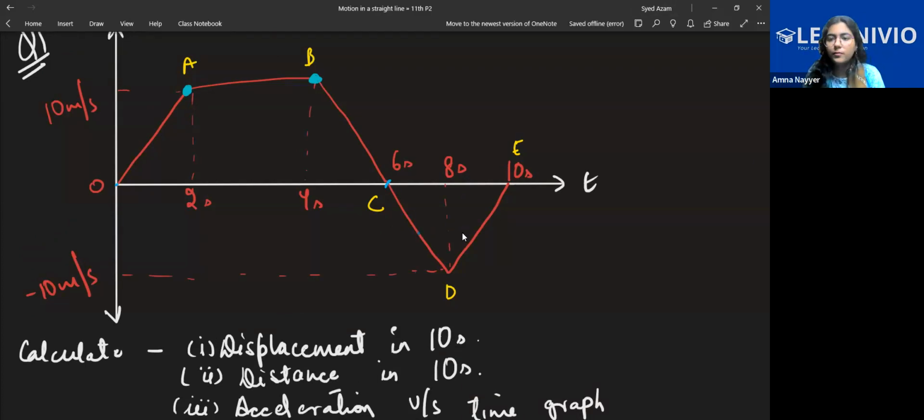So since it is asking for displacement, you have to consider this negative part also. In distance, you cannot consider the negative part. You never subtract in distance. So for distance, forget this. But for displacement, take the entire area covered till here. You can solve it like this: half into base into height, plus length into breadth, plus half into base into height for this part, or simply as a trapezium you can solve half into sum of parallel sides into height. Let me write it.